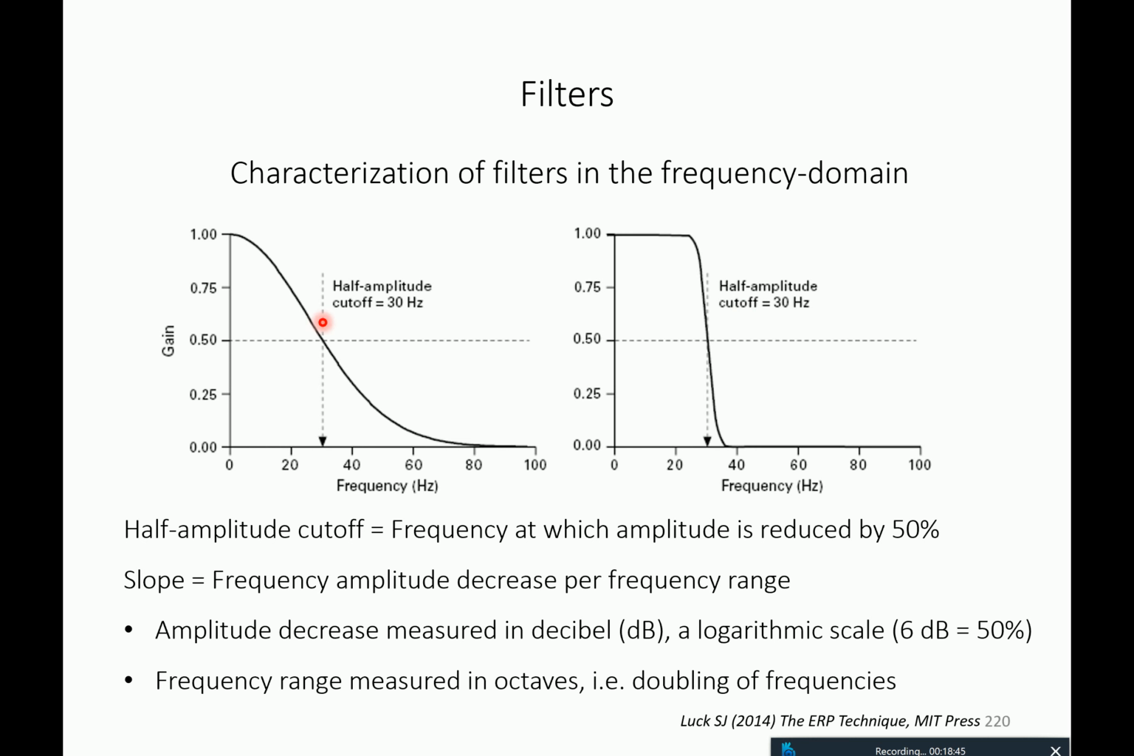They have the same half amplitude cutoff, but of course this increases much more smoothly than this, which stays up all the time and then has quite a strong decrease. So you can describe these functions by the half amplitude cutoff, so when they are reduced by 50%, and the slope, so the frequency amplitude decrease per frequency range.